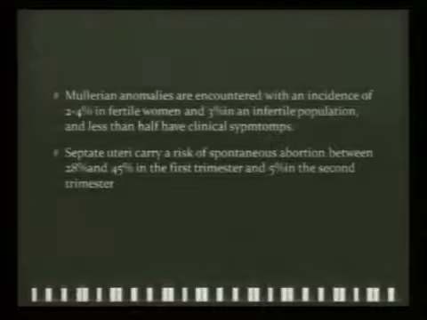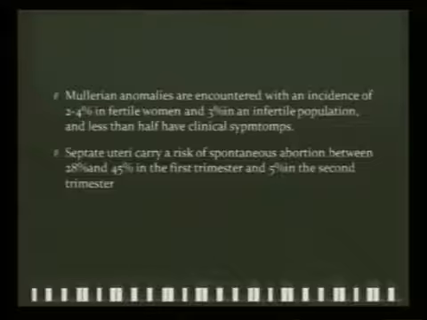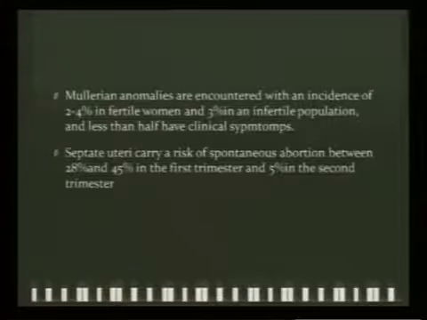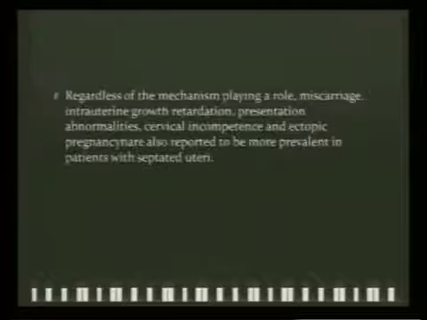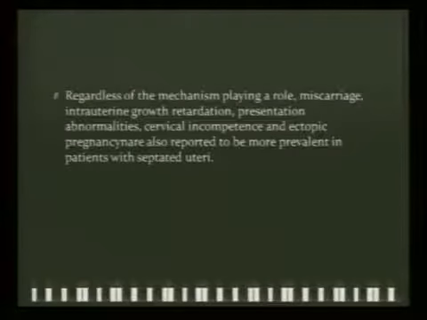As we know, Mullerian anomalies are encountered with an incidence of 2 to 4% in fertile women and 3% in the infertile population. When we have recurrent implantation failure or losses, this can increase up to 18%. Septate uterus carries a risk of spontaneous abortion between 28% and 45% in the first trimester and 5% in the second trimester. Regardless of the mechanism, miscarriage, IUGR, presentation abnormalities, cervical incompetence, and ectopic pregnancies are also reported to be more prevalent in patients with septate uterus. However, there are conflicting results regarding the presence of a septum as an etiologic factor of infertility.